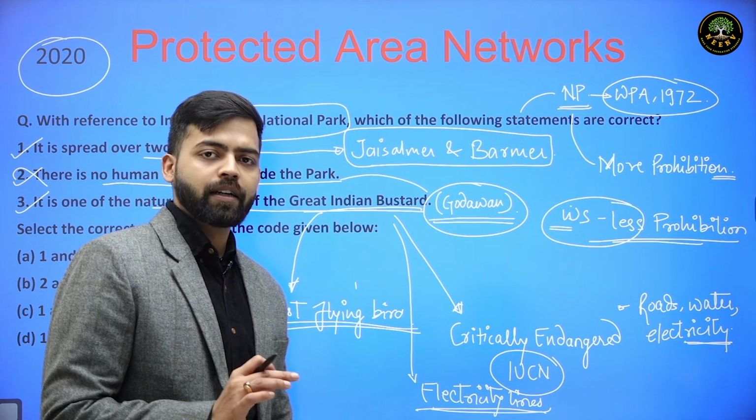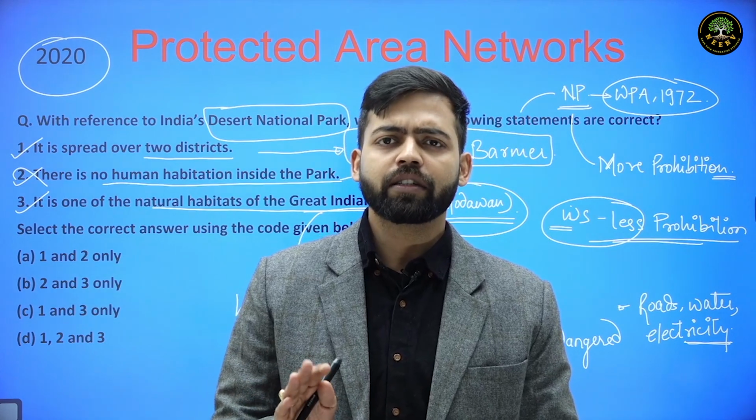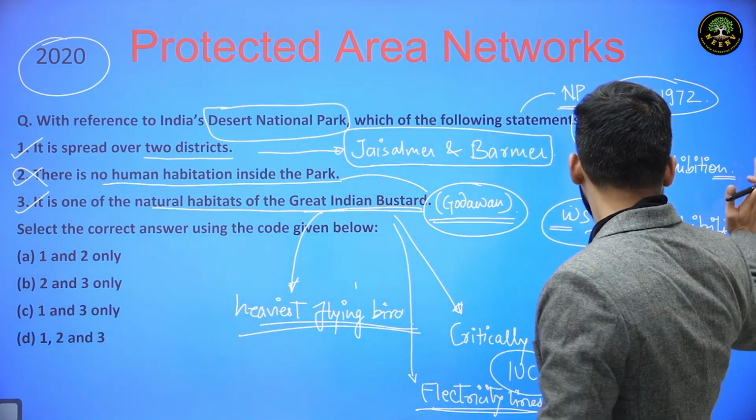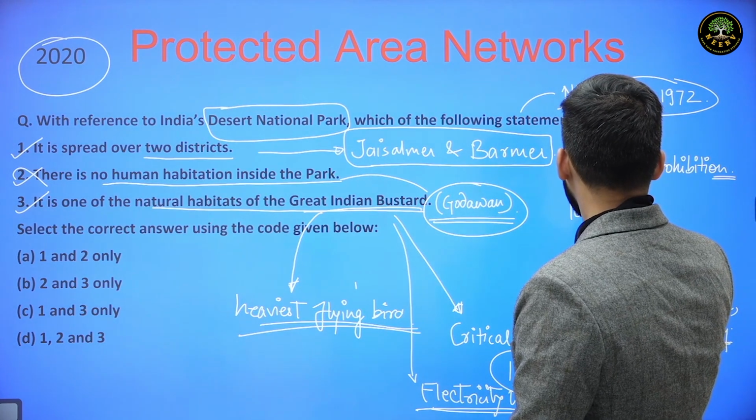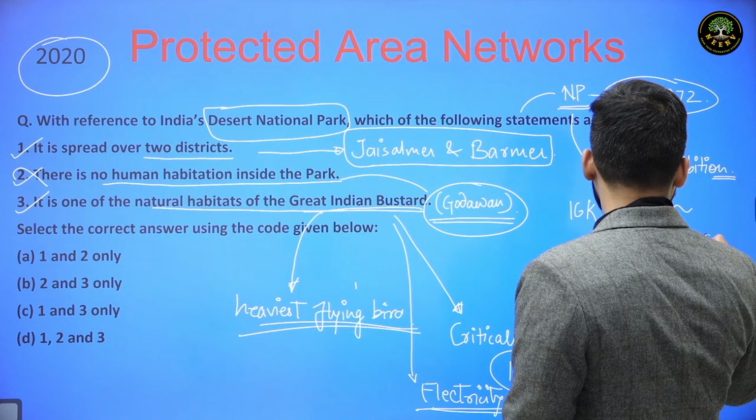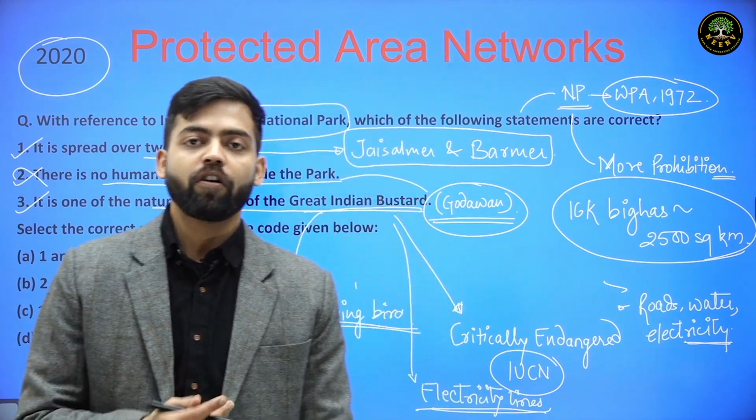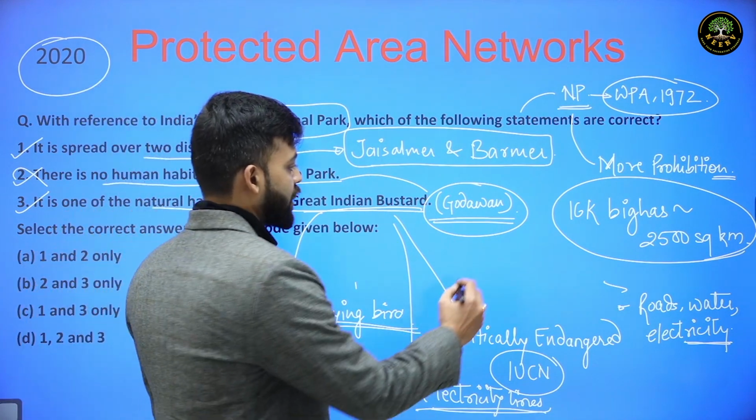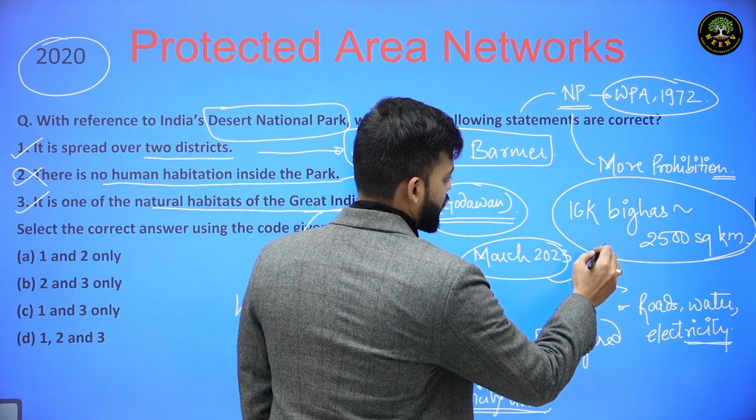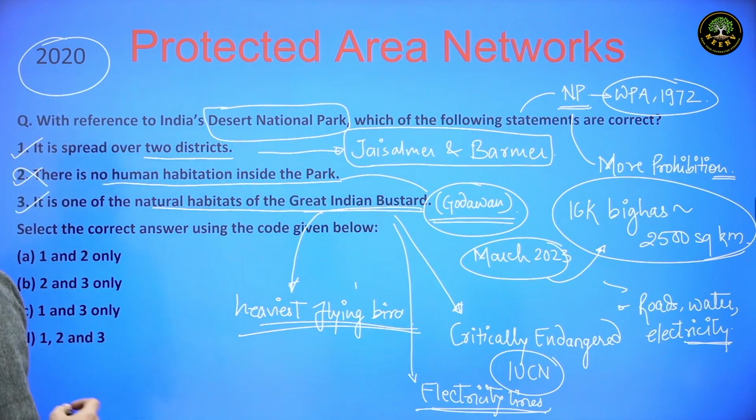Recently, there was news related to the Great Indian Bustard that the Rajasthan state government has allotted around 16,000 bighas of land, which comes to around 2,500 square kilometers, for the conservation and breeding of the Great Indian Bustard. This was in the news in February-March 2023. So the third statement is also correct.